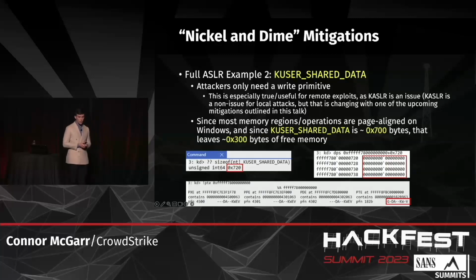As we can see in the screenshots here, once you get to an offset of hex 720 on this version of Windows, you have a writable place of memory that's not used by the OS.